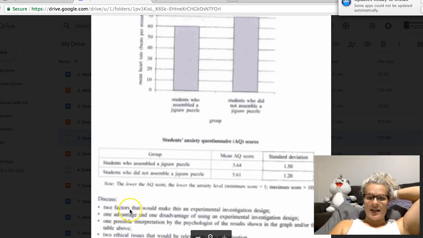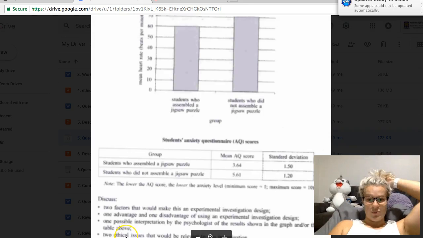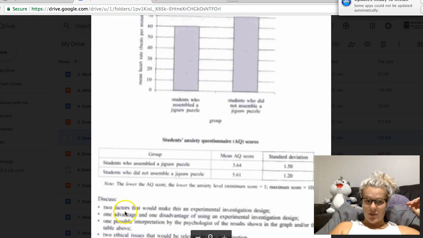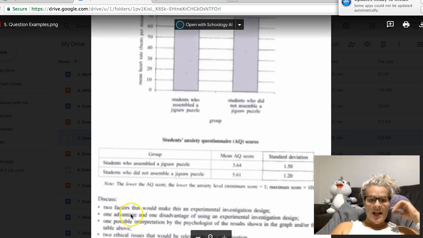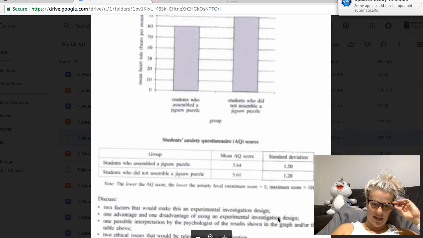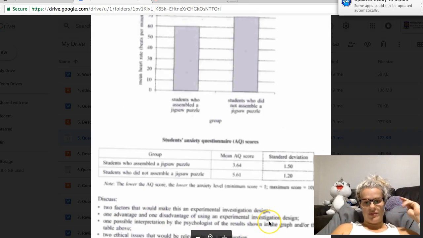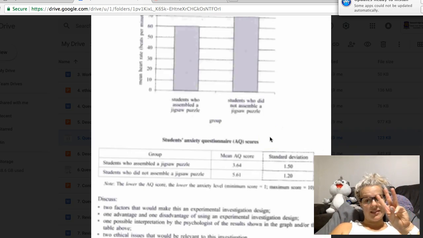So your questions are 2-factor discuss. You're discussing all 4 of these things. Discuss 2 factors that may make this an experimental investigation design. Discuss one advantage and one disadvantage of using an experimental investigation design, and discuss one possible interpretation by the psychologist of the results shown in the graph and or on the table above. So you're looking at those, just focus on those 3 dot points.